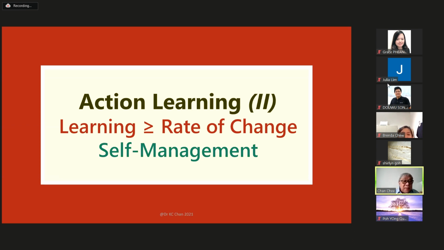Learning must be greater or equal to the rate of change. But in digital transformation, it must be double the speed of the rate of change. And also now, it's not the rate of change, it's called the velocity of change, which means that you must have a strategy. If you don't have a strategy, you change for the sake of changing, you are going to hit a solid brick wall.